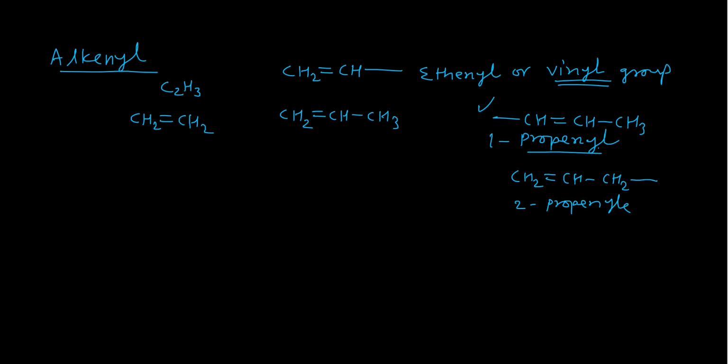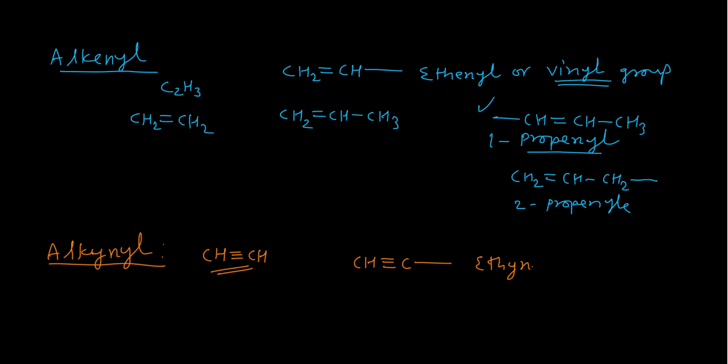Okay, let's come to the third category, which is alkyne, and corresponding to alkyne you will get the alkynyl group. So the first member of this alkyne family was acetylene or ethyne, CH triple bond CH, and if you remove one hydrogen from this, you will get CH triple bond C and this free valency. This compound was ethyne, so it is ethynyl.